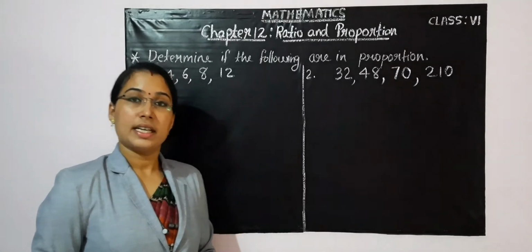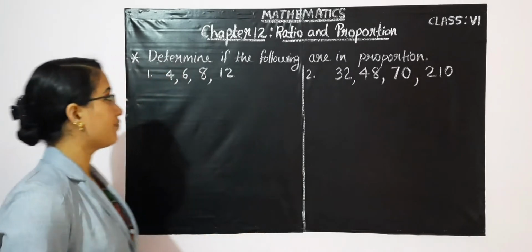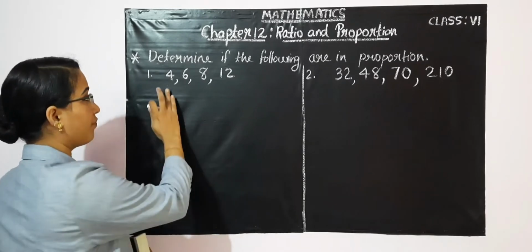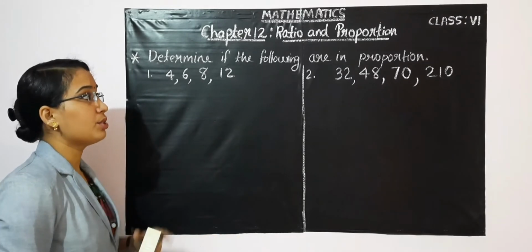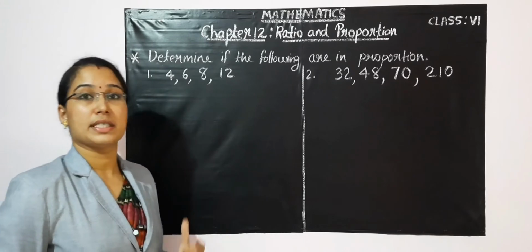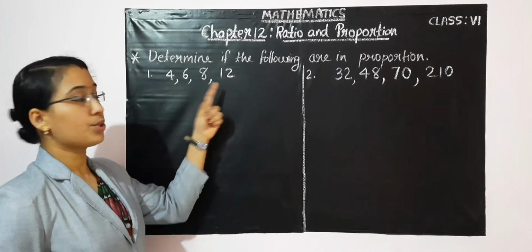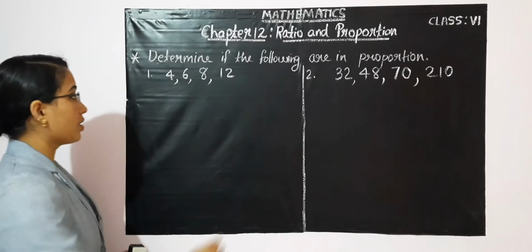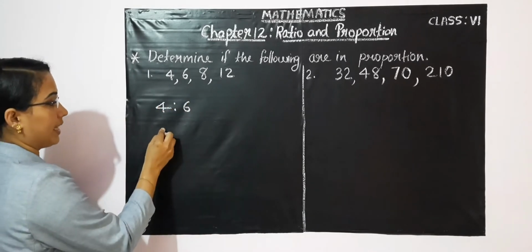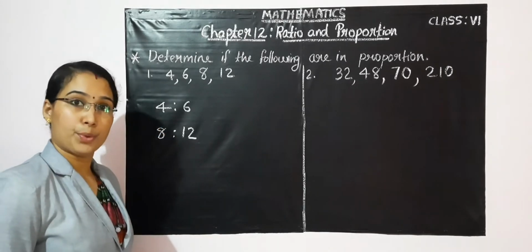Okay. Next, let us discuss one question. Determine if the following are in proportion. Here the first question, 4, 6, 8, 12. So here 4 numbers are given. We want to check whether these numbers are in proportion. So first we want to write these numbers as ratios. First 2 numbers will form the first ratio and last 2 numbers form the second ratio. So the first ratio is 4 is to 6 and the second ratio is 8 is to 12. We want to check whether these two ratios are in proportion or not.